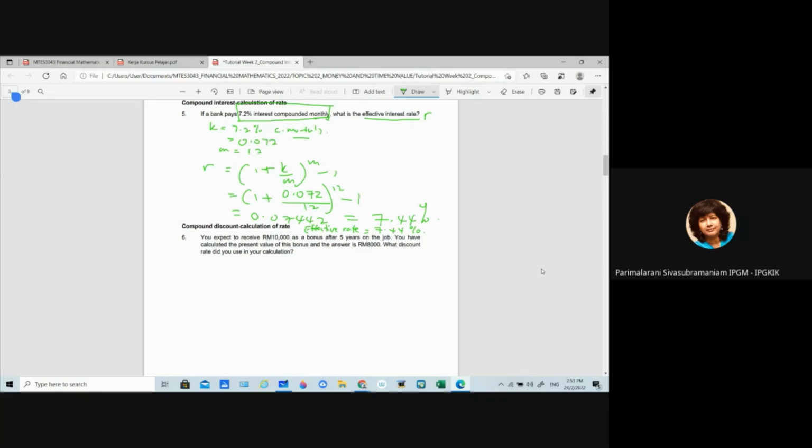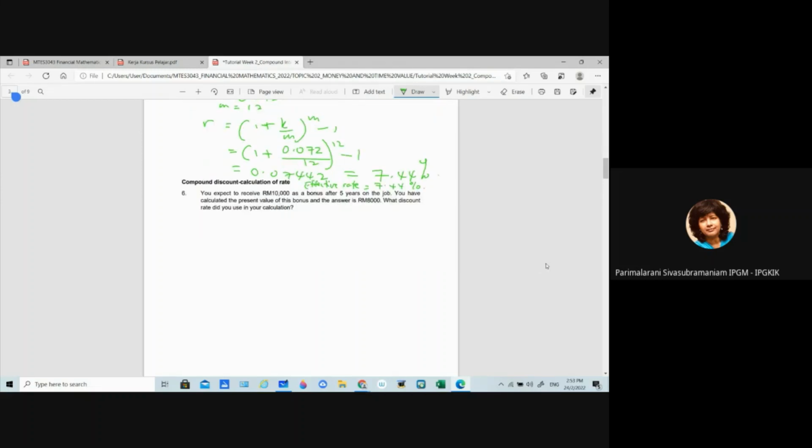Moving on to question 6. You expect to receive 10,000 as a bonus after 5 years on the job. You have calculated the present value of this bonus and the answer is 8,000. What discount rate did you use in your calculation? So this is what you're getting in 5 years, after 5 years on the job, so the years are 0 to 5. You know that the present value is 8,000. You know the time, but you don't know the discount rate.